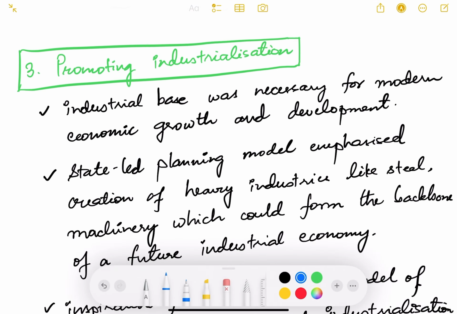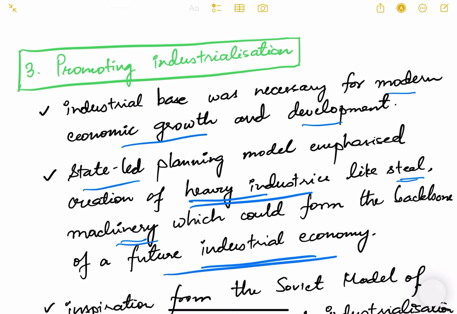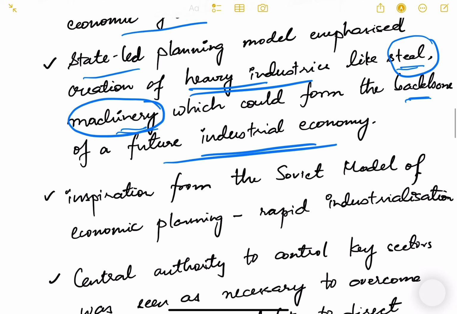Then, promoting industrialization. We had to develop our industry also. An industrial base was necessary for modern economic growth and development. The state-led planning model emphasized creation of heavy industries like steel and machinery, which could form the backbone of the future industrial economy. This I told you in the previous video also, that these are called the basic industries. Steel, iron, machinery, chemicals are the basic industries, because once these are developed, they can form a backbone for other industries to develop. They can supply them the required machinery and support.